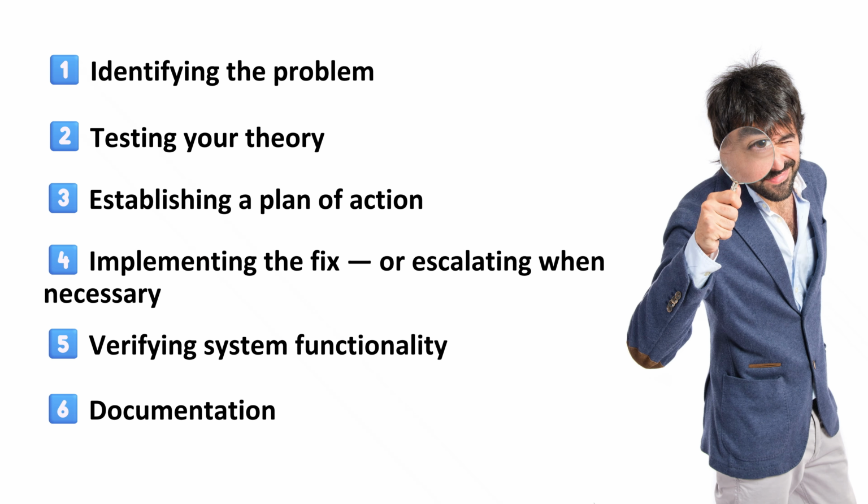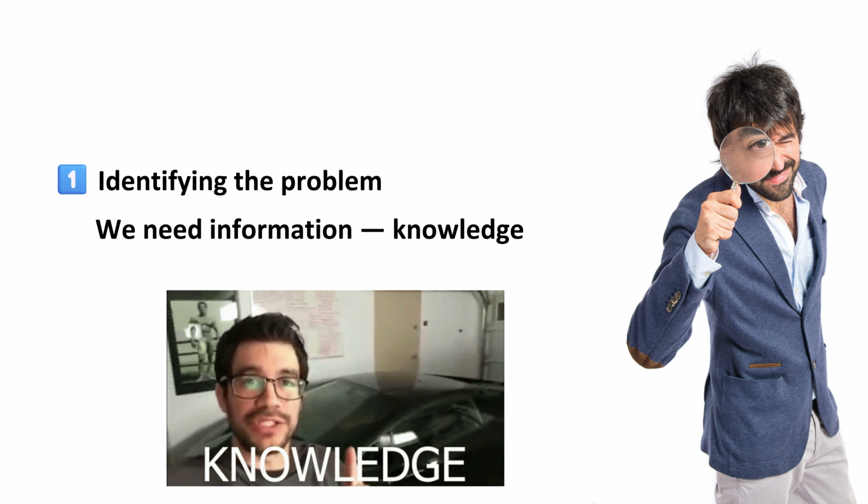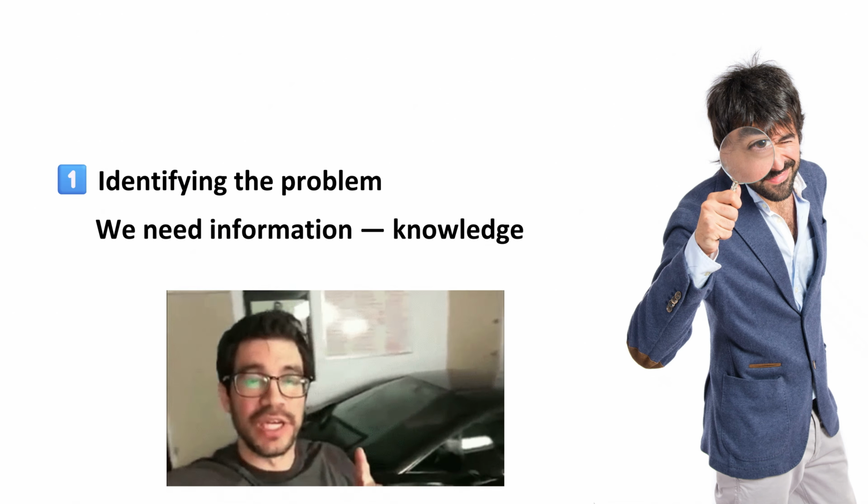Stay tuned. The troubleshooting methodology has 6 steps: identifying the problem, testing your theory, establishing a plan of action, implementing the fix or escalating when necessary, verifying system functionality, and documentation. Let's start with step 1. Identify the problem. How can we fix something if we don't know what's wrong yet?